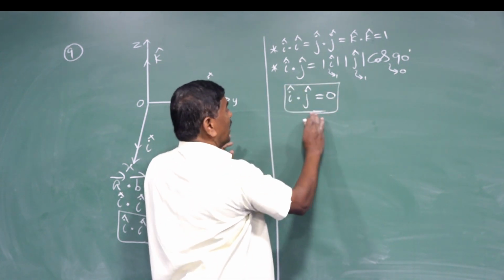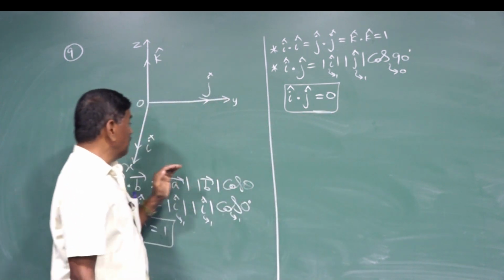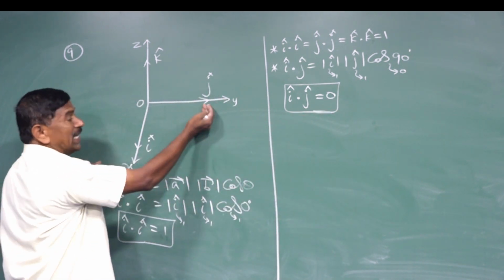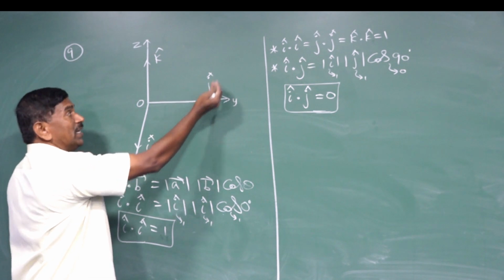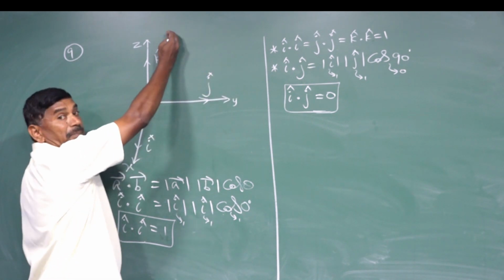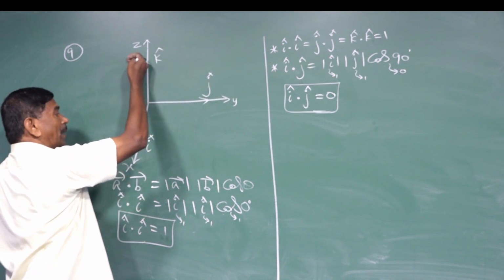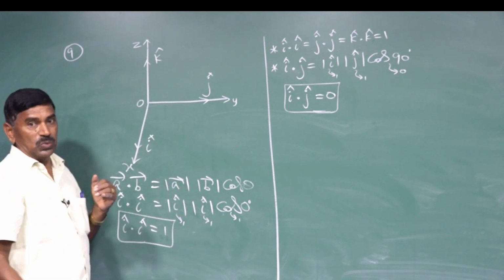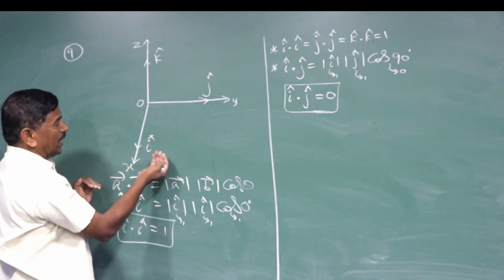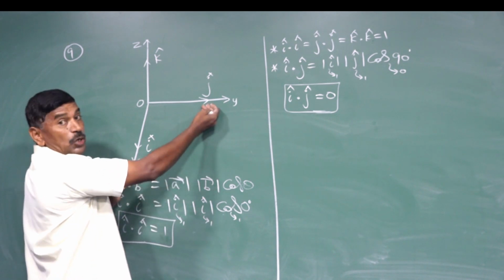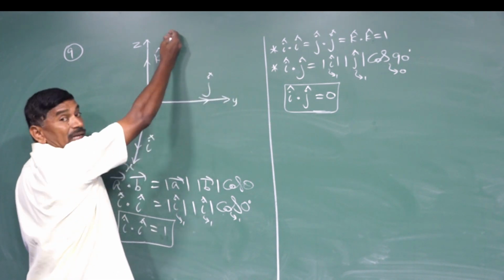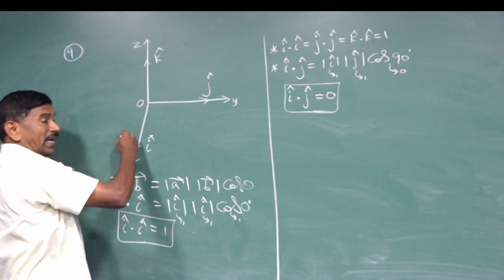Similarly, listen, from the diagram, i cap dot j cap equal to 0. Similarly, j cap dot k cap equal to 0, k cap dot i cap is equal to 0. Cyclic order. Okay, listen again. i dot j equal to 0, j dot k equal to 0, k dot i equal to 0.